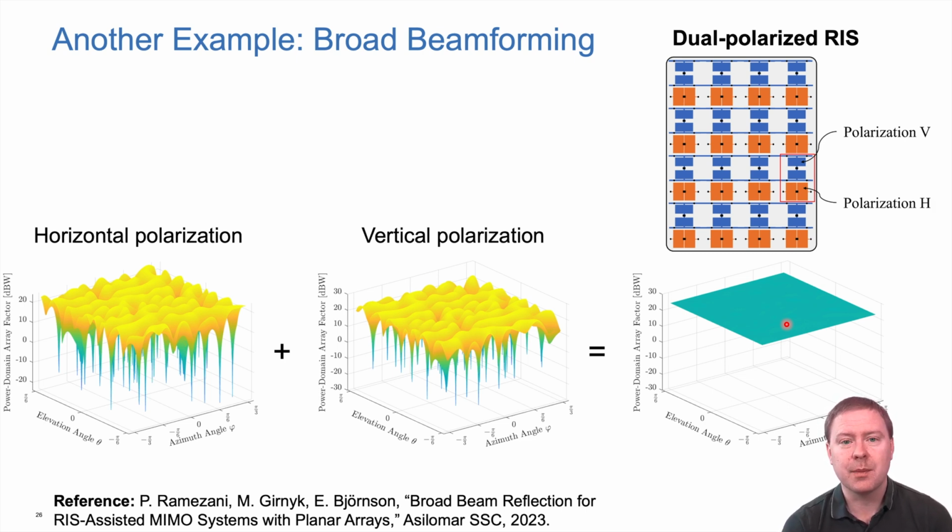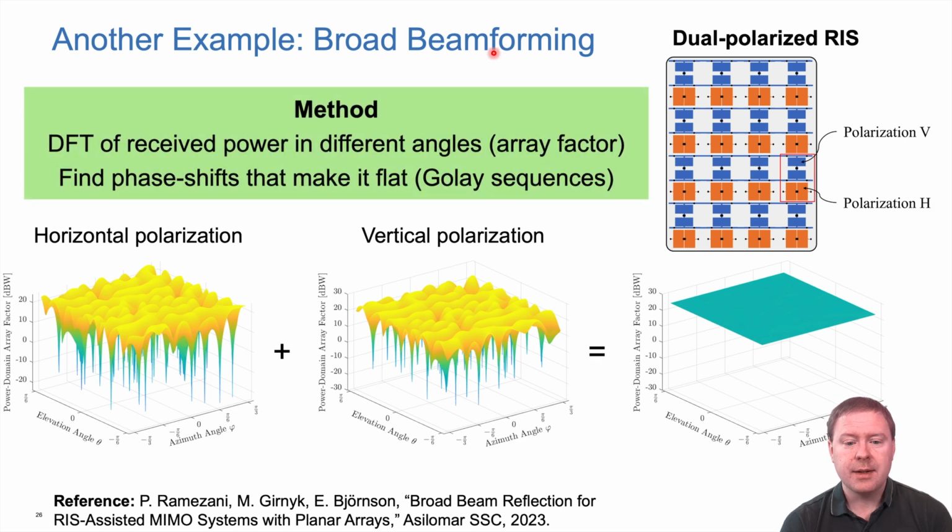And that will then help us to give good coverage also of control signals being broadcasted by the base stations. And the tool to do this is to do a discrete Fourier transform on the received signals for different angles to compute our array factor, and then find phase shifts that can make this combined array factor very flat. This is known as Golay sequences, and you find the details in our recent paper.